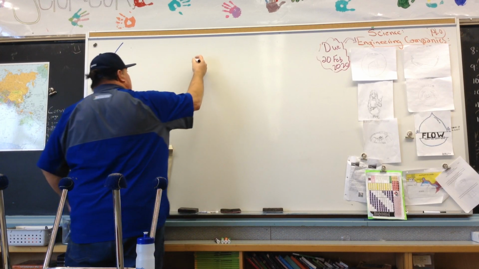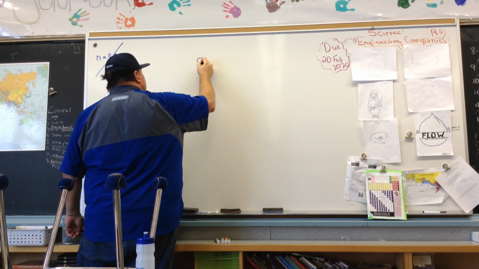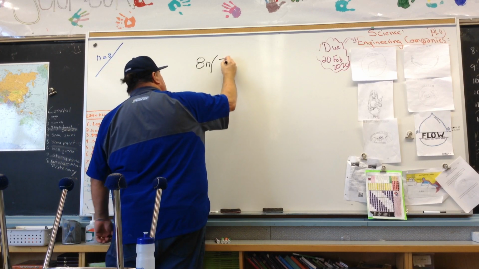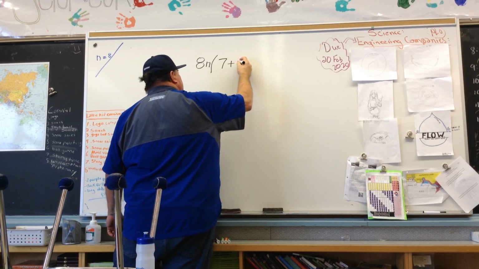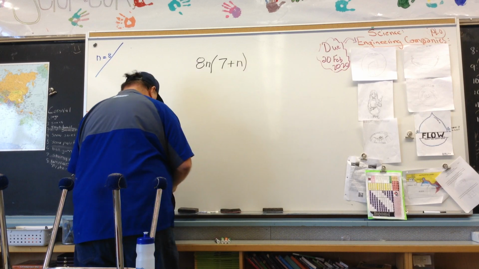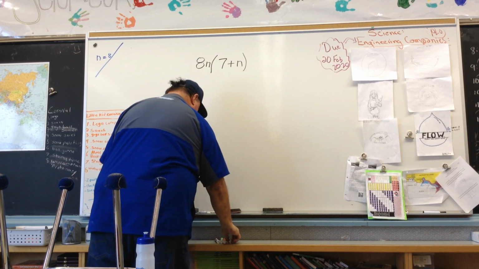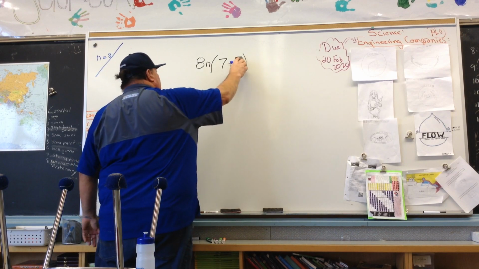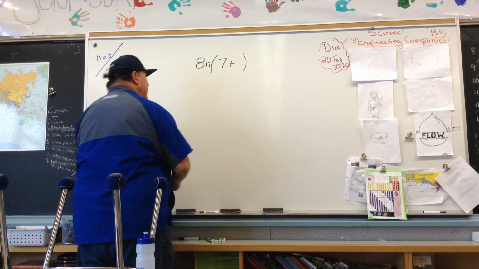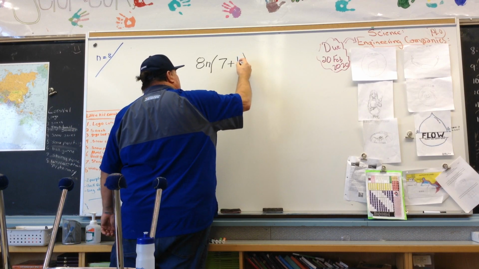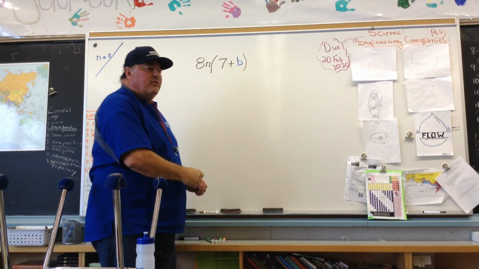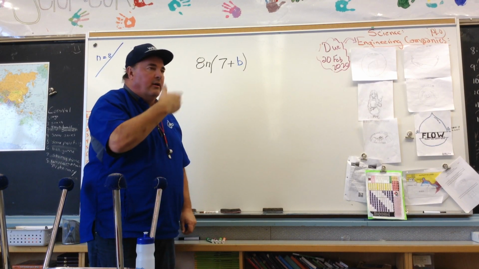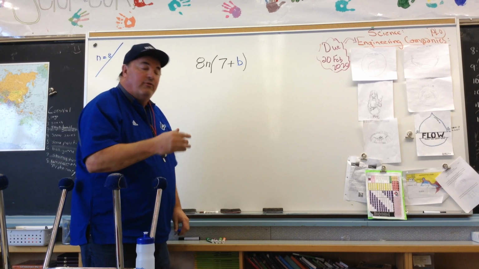Make it a little more complicated. Let's put the n on the outside of the bracket. So we got 8n times (7 + b). Let's put a b here and just see what happens. Again, b is any number you like. b is just a variable number, and whatever number you choose to put in there, it's going to work. It'll prove itself every time.